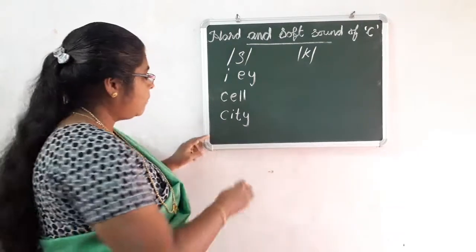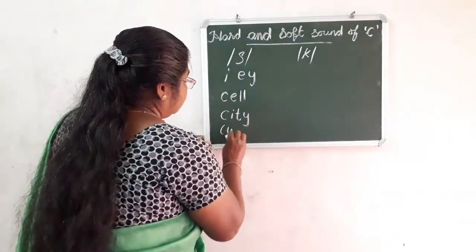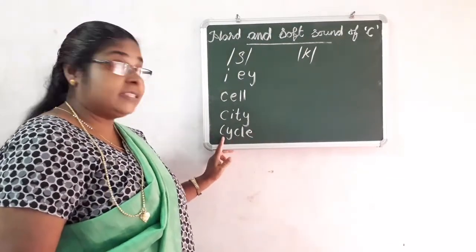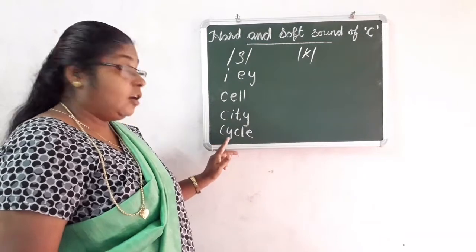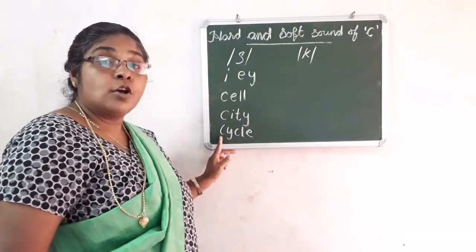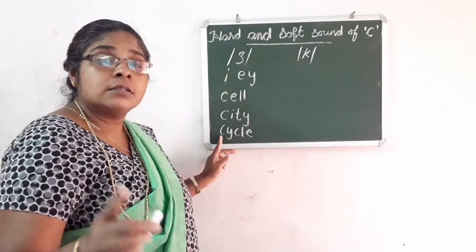ഓക്കെ, നെക്സ്റ്റ്. സൈക്കിൾ. സി കഴിഞ്ഞ് വൈ വന്നിരിക്കുന്നു. സോ ദ സീസ് സൗണ്ട് ബിക്കെയിം സോഫ്റ്റ് sound.